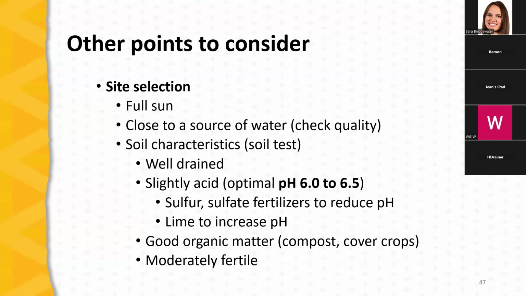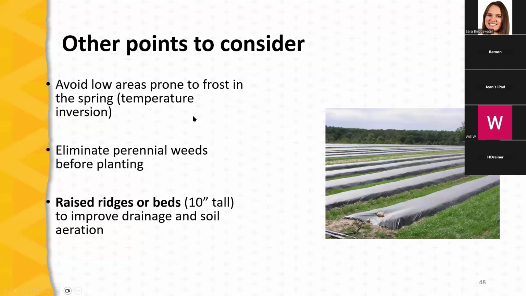Good amount of organic matter. Organic matter is always good. The higher, the better. And moderately fertile soil. Other points: avoid low areas prone to frost in the spring, temperature inversion, as well as low areas that are usually wetter. And that's what you don't want. You want to pick higher elevated areas so there's good drainage. Don't want water accumulating where your crop is.